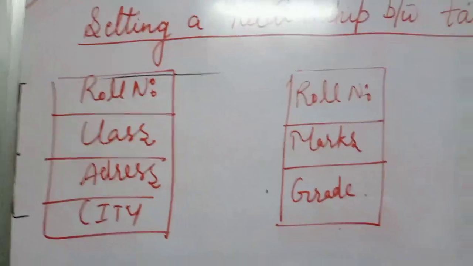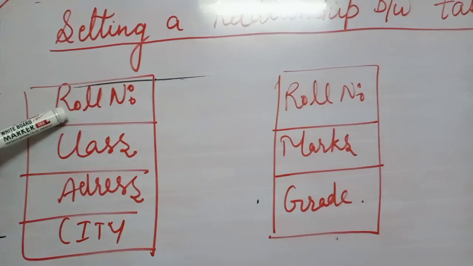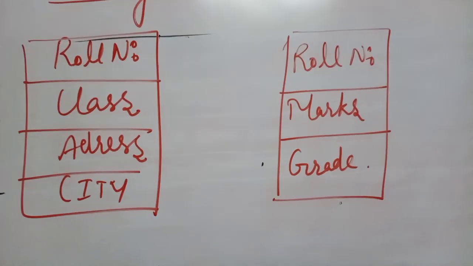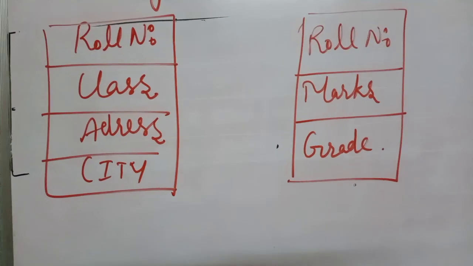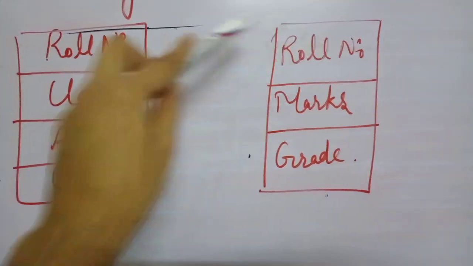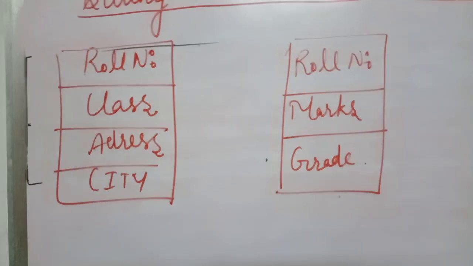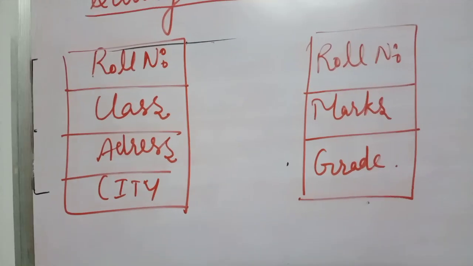Now you have to create a relationship. You will click here on the primary key of this table. You can only create a relationship between the two tables when there is one field that is common to both tables. Here is the roll number and here is the roll number. So one field is common between these two tables. Whenever it exists, then you can create a relationship. Otherwise you cannot create a relationship.